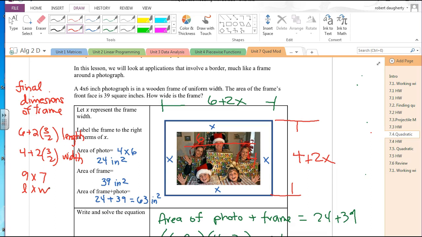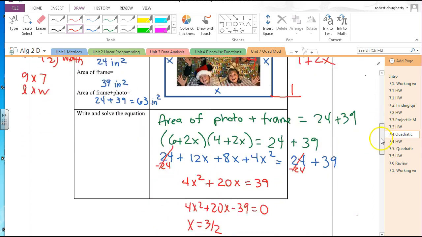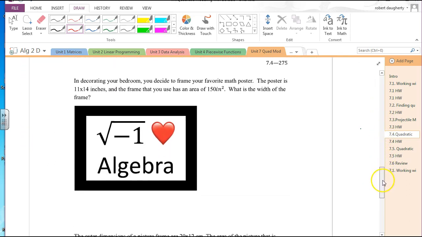Okay? So again, the trick in setting these up is that 2x thing. If x is the dimension of the width, then your outer dimensions of your object are going to have something involving 2x. Let's look at another example.